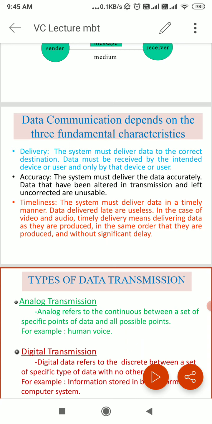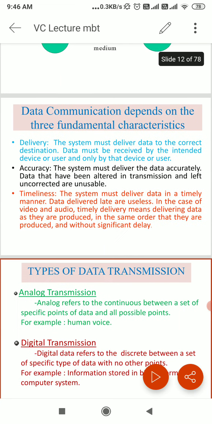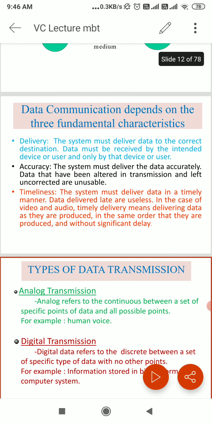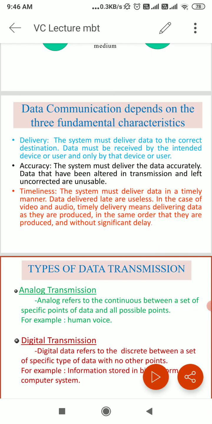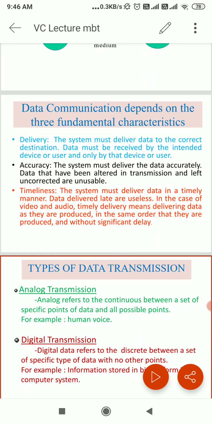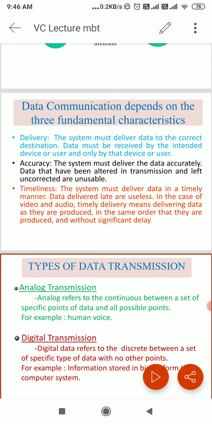Delivery. When we are sending data to the correct destination, meaning the data I send to a specific person is going correctly to that person, we can say data is received by the destination, by that device or user. So these are the characteristics which tell us whether our communication is accurate, or taking a lot of time for sending the information, or data is not going properly. All these things we get from these characteristics.